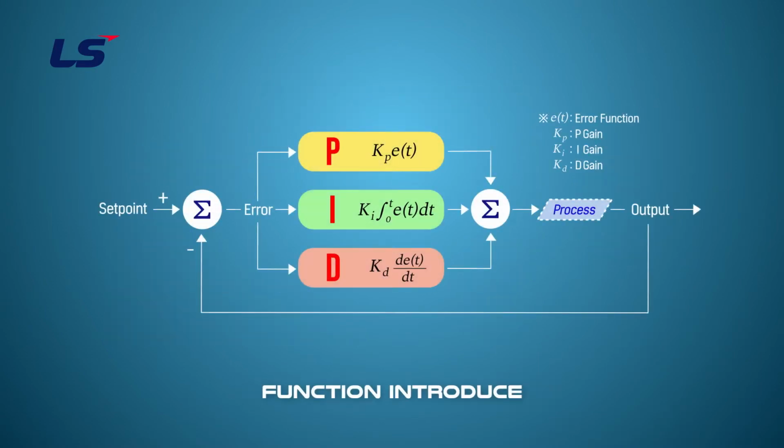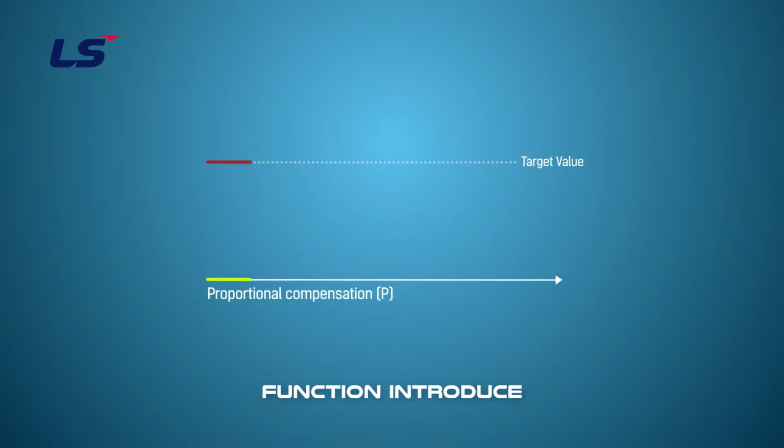Now, let's take a closer look at the concept of PID control. First, let's look at the proportional gain. Proportional gain is the gain used to output the manipulated variable proportional to the deviation or error between the target value and the feedback value. The larger the set value, the smaller the deviation. But if it is too large, the control state becomes unstable.